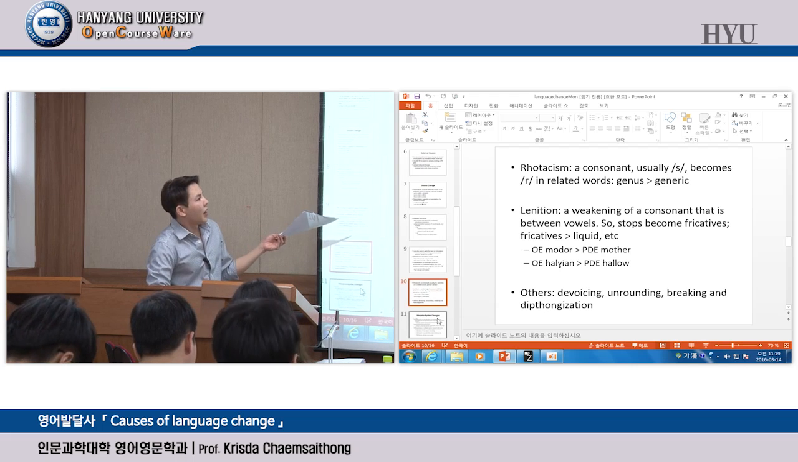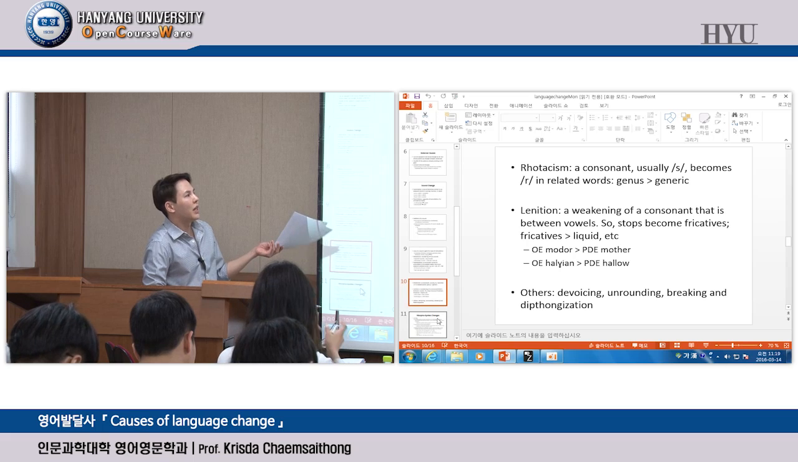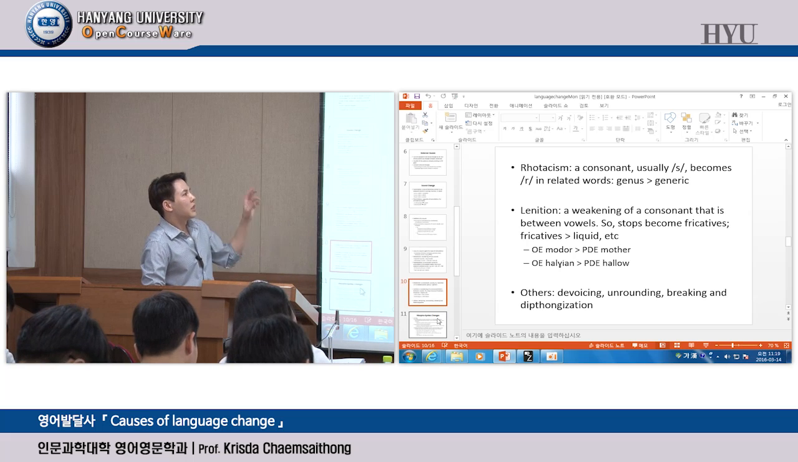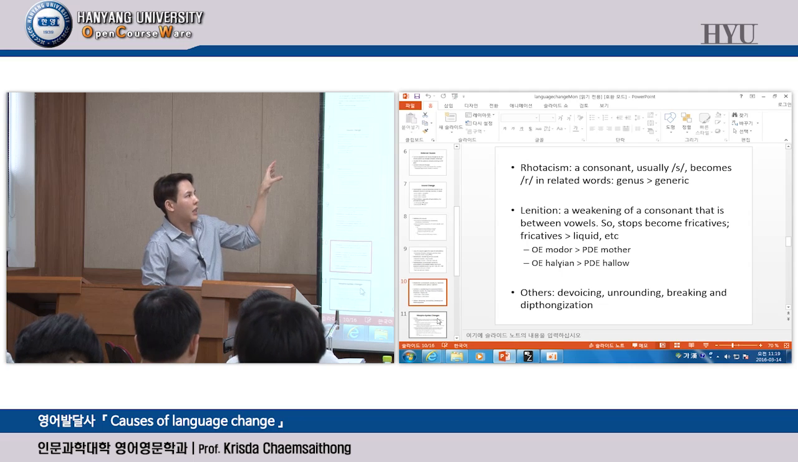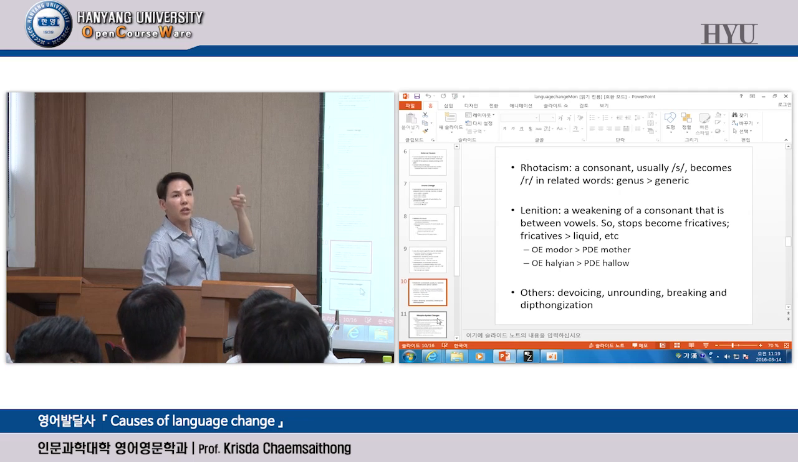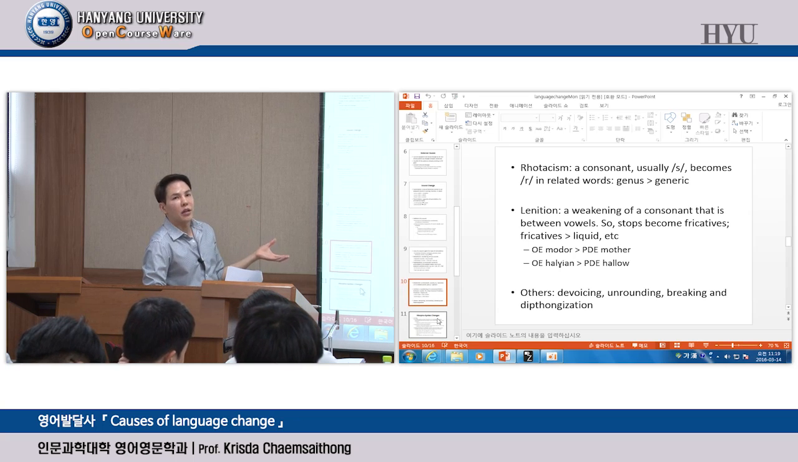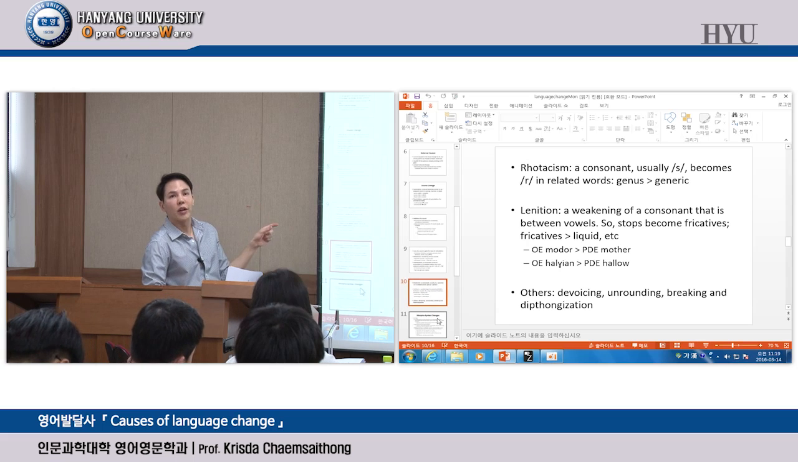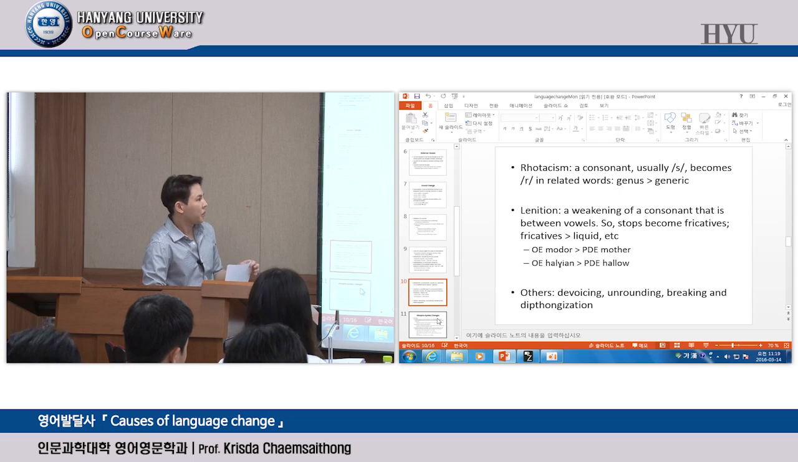Rhotacism, a consonant, usually S, becomes R in a related word. So rhotic means that you curl your tongue, right? You curl your tongue. So rhotacism is when a consonant becomes an R sound. When you pronounce an R sound, you curl your tongue, right? Genus to generic, like that. S becomes R.